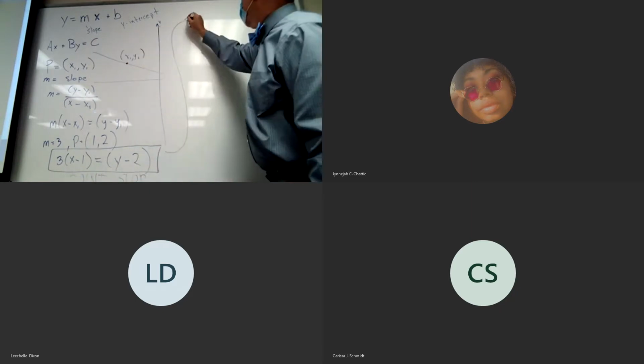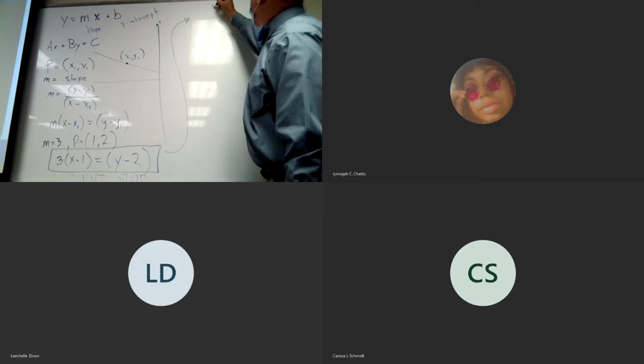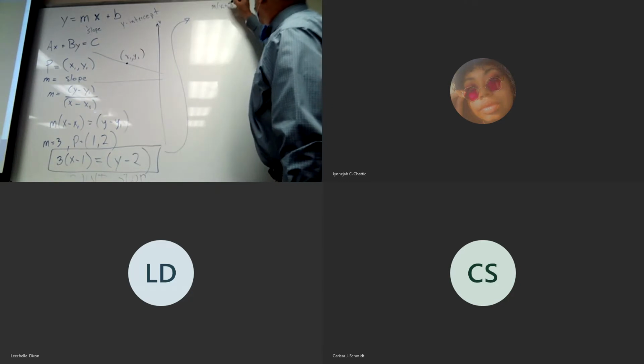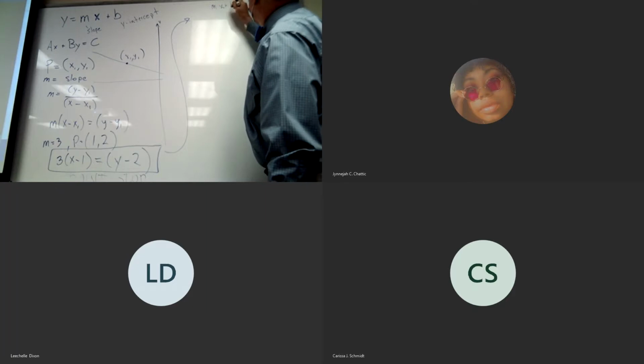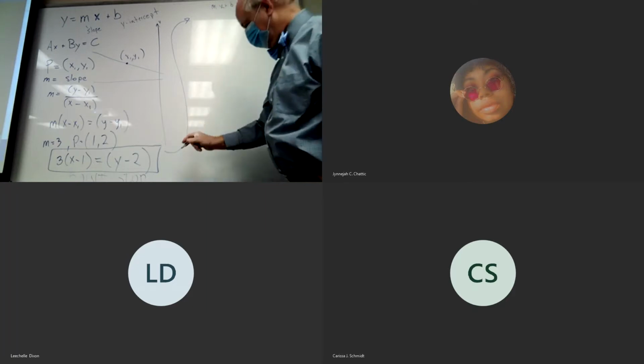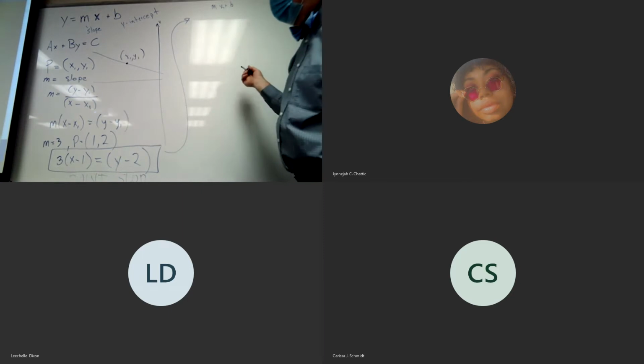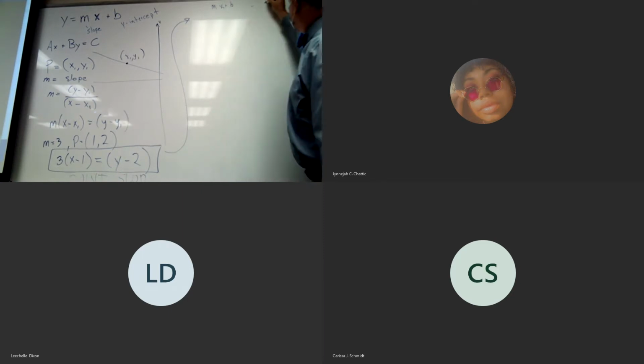Let's take that and put it into the mx plus b format. Well, here's what we do. I know the slope is 3, so I know m is going to be 3. So I know it's going to look like something like 3x plus something. Let's see how that would work.